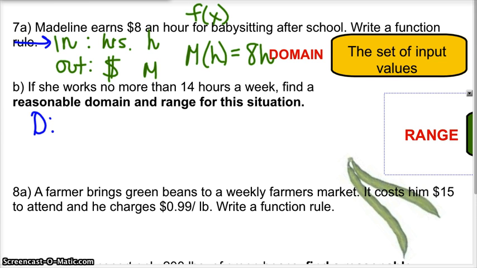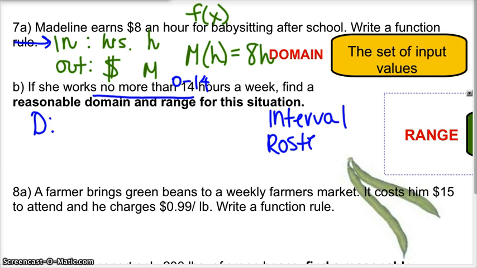How many hours can she work a week? It says no more than 14. If she's ill and can't work any hours, then she's worked 0, and she can work all the way to 14. When talking about domain and range, we need to determine which notation to use. We have interval notation, roster, and set builder.